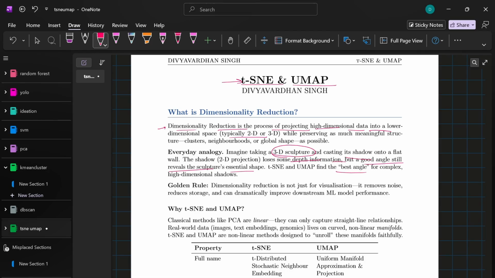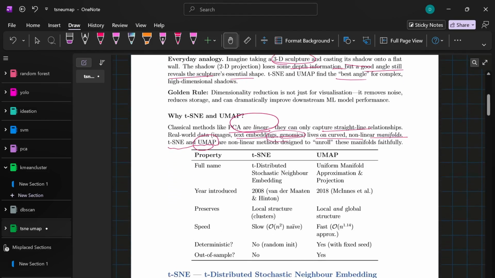they also remove noise and can boost downstream ML performance. Classical methods like PCA only capture the linear relationship, but real-world data like images, text embeddings, and genomics live on curved, non-linear surfaces. So for that we need t-SNE and UMAP.